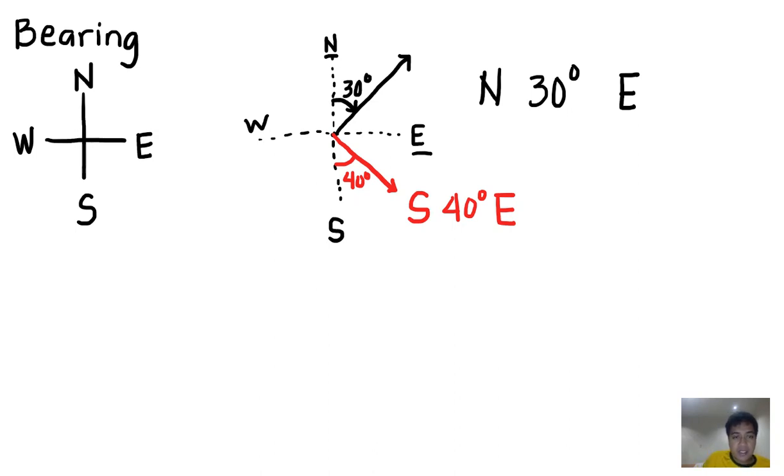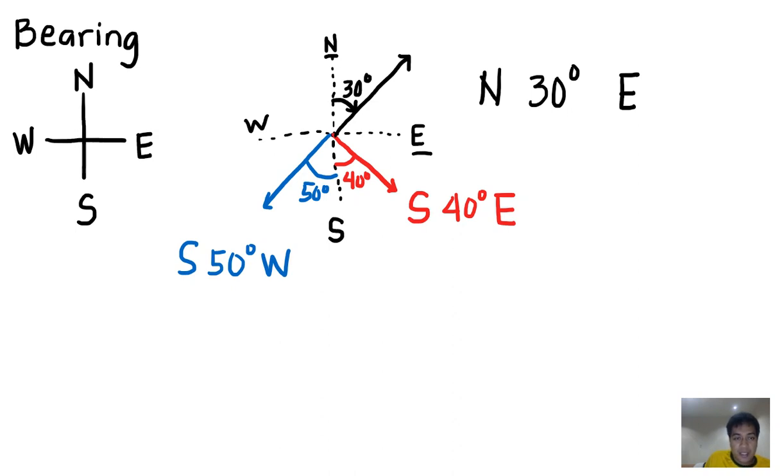How about kung nandito? I measured 50 degrees from the south. How do we write the bearing? So the bearing is south 50 degrees west. Kasi from south papunta ng west naman ito.